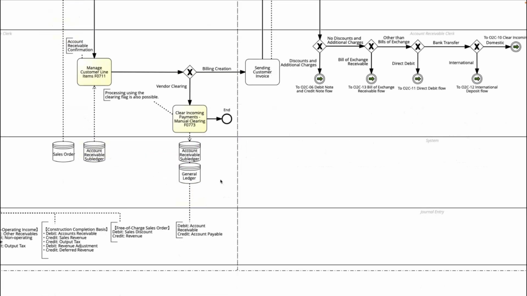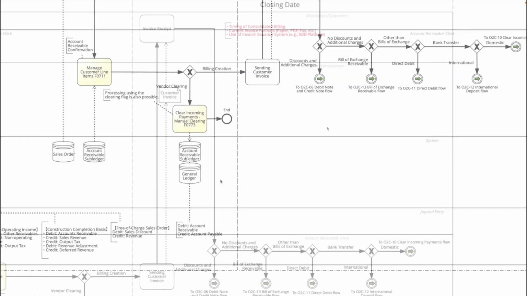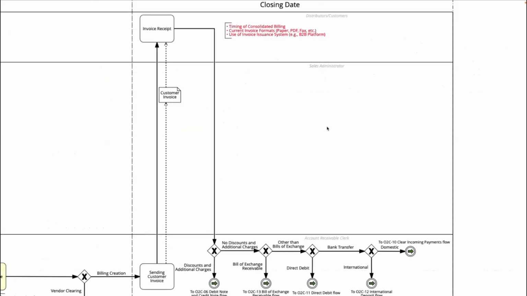If the vendor clearing path is chosen, on one side, the system posts a customer invoice to account receivable. On the other side, it posts the vendor liability to account payable, representing the payable to the supplying company. If the billing creation path is chosen, this starts the closing date section of the flow.